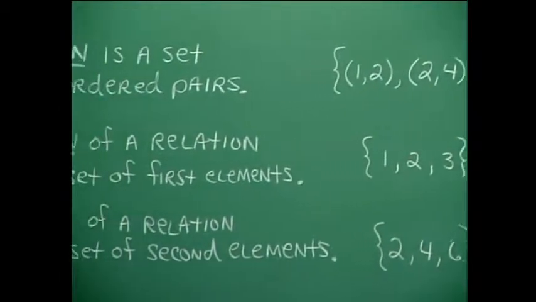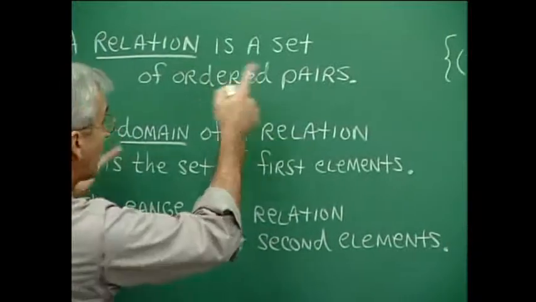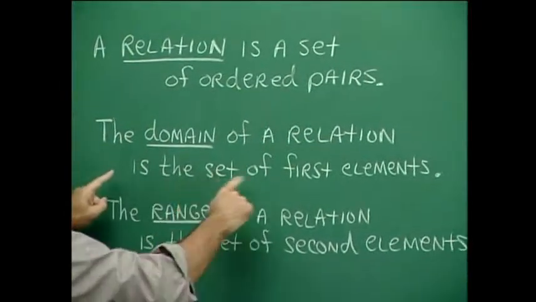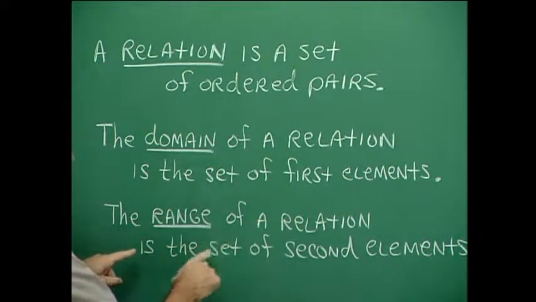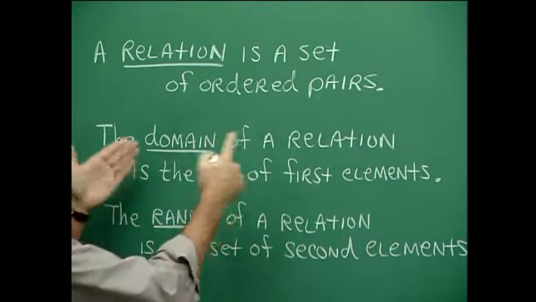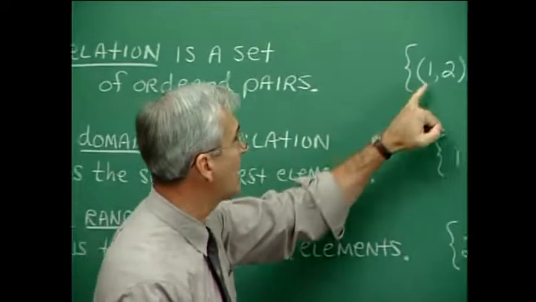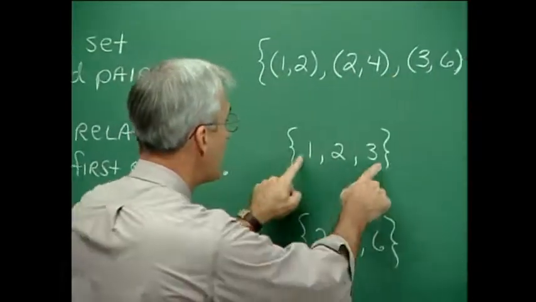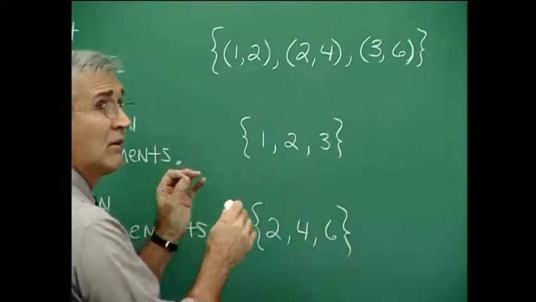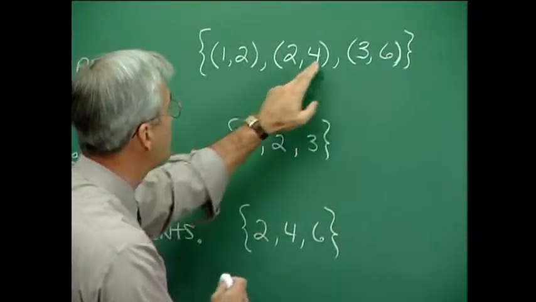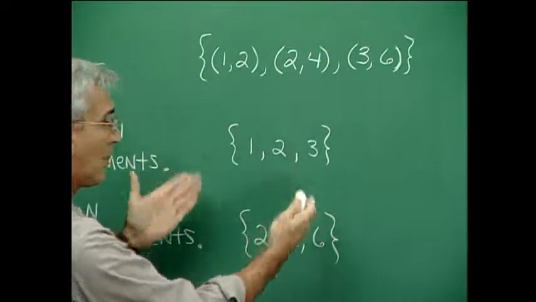All right, back over here. Let's define the domain of our relation as the set of first elements, and the range as the set of second elements. So the domain would be the set of first elements. Well, that's just 1, 2, and 3, the set consisting of 1, 2, and 3. The range is the set of second elements. Well, that would be 2, 4, 6. You see, domain and range.